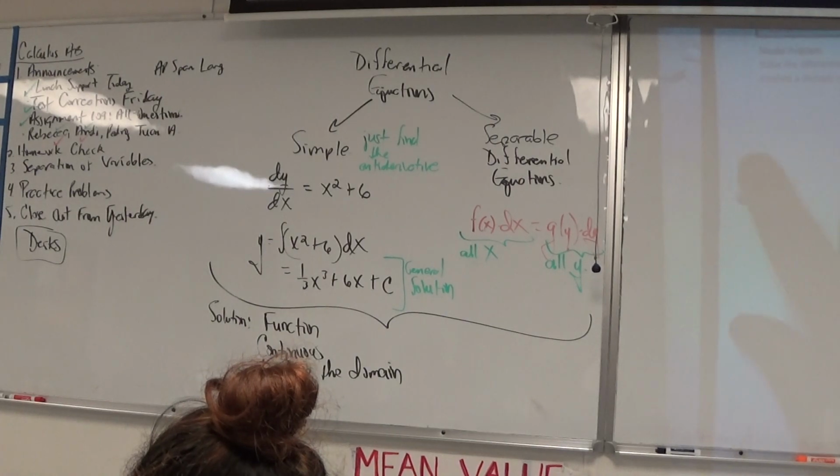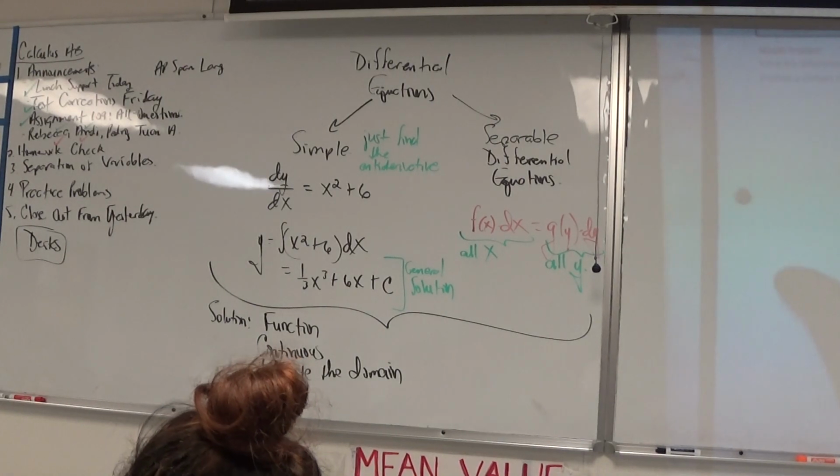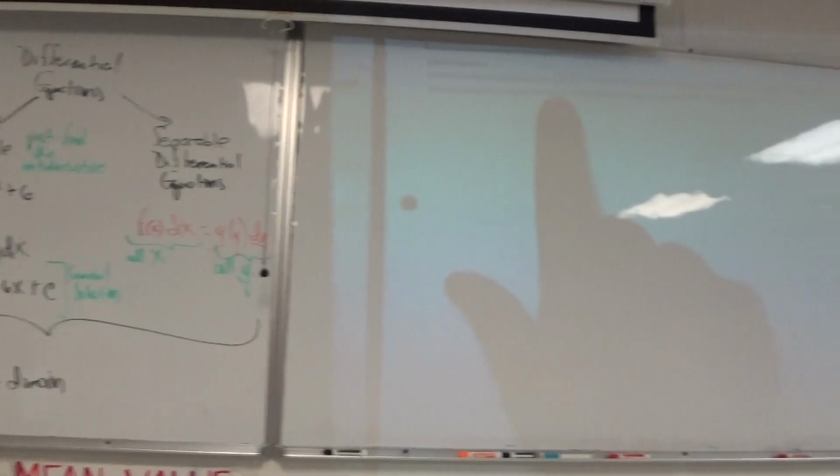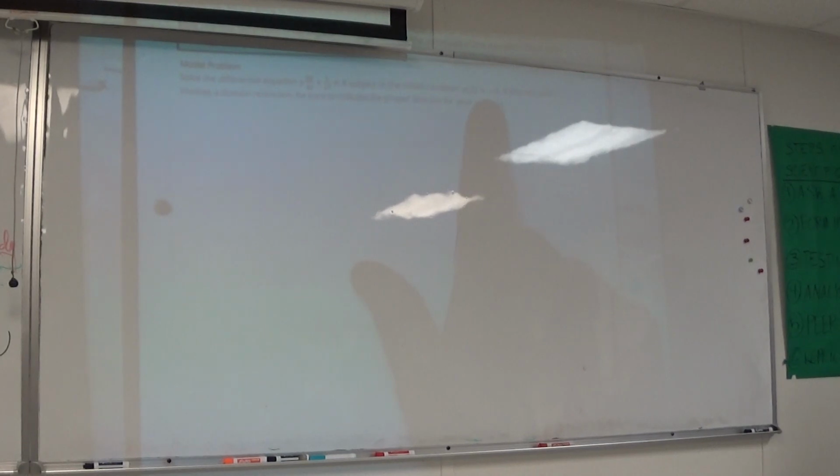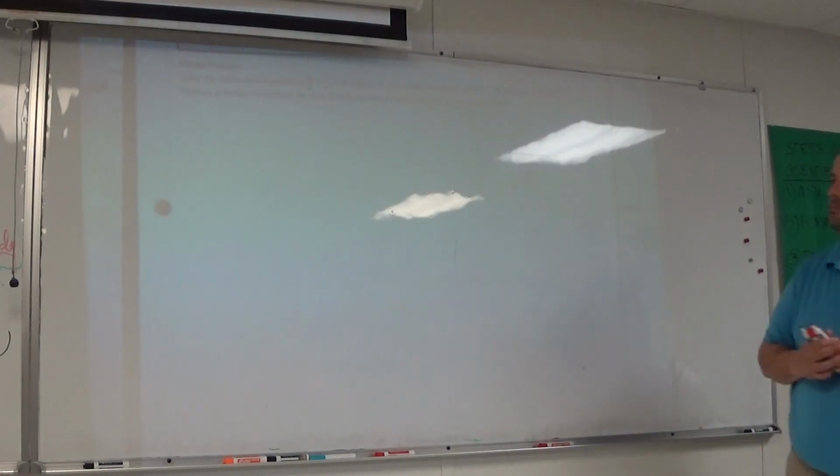All right, so here's what the problem's going to look like. Solve the differential equation y times dy/dx plus 1 over x cubed equals 0, subject to the initial condition y of 1 equals -3. If the solution involves a domain restriction, be sure to indicate the proper domain for your solution.